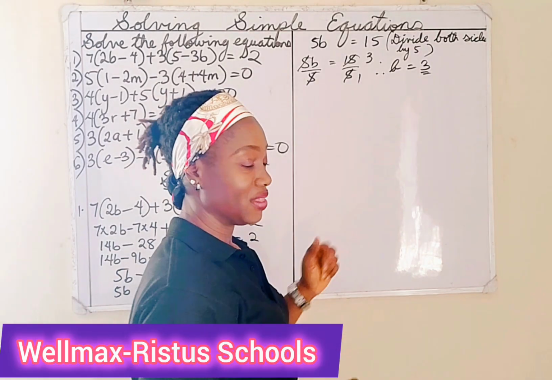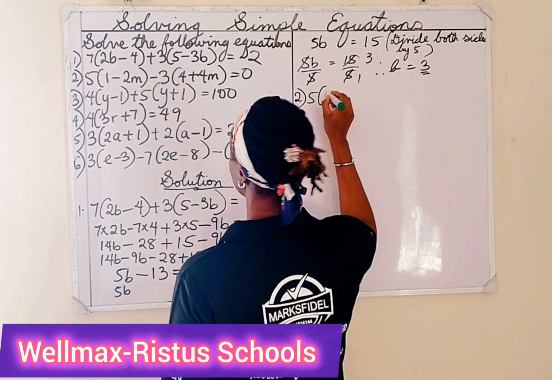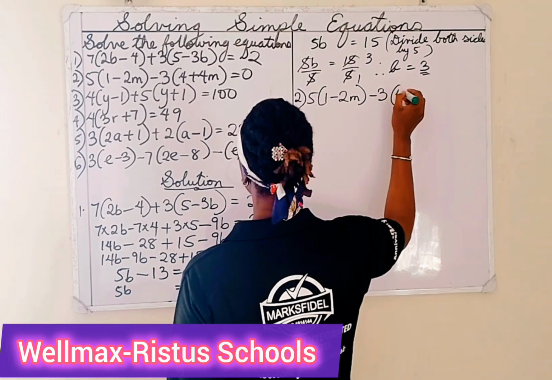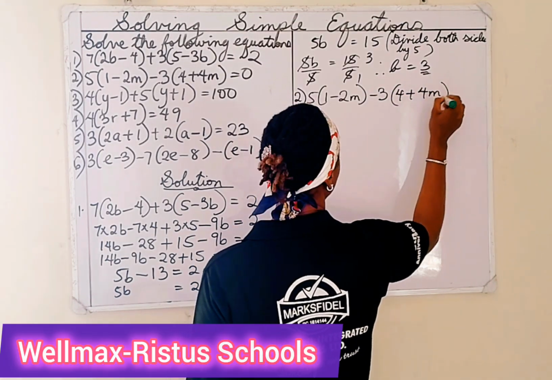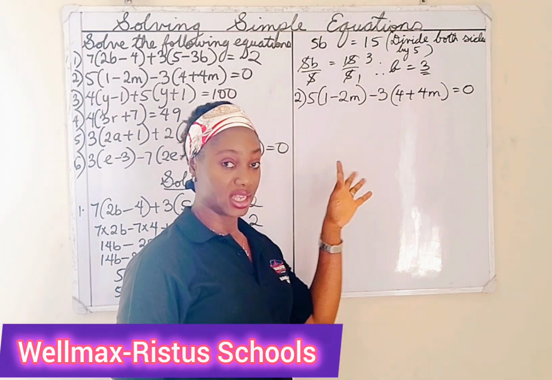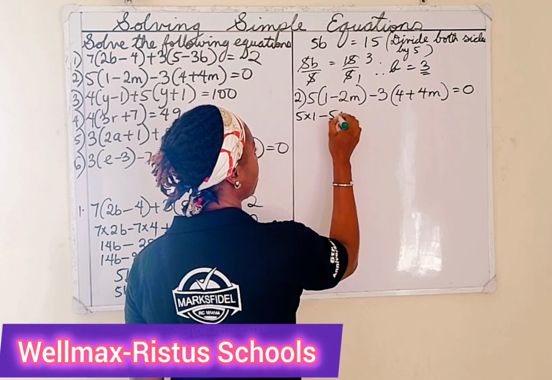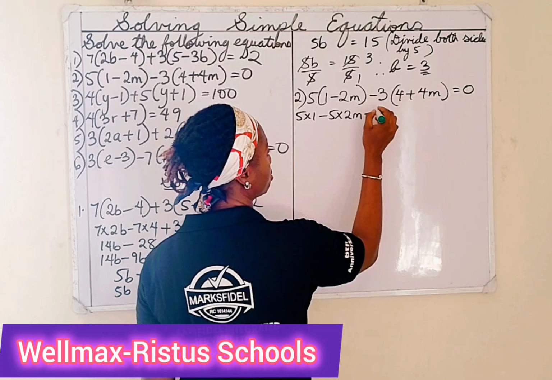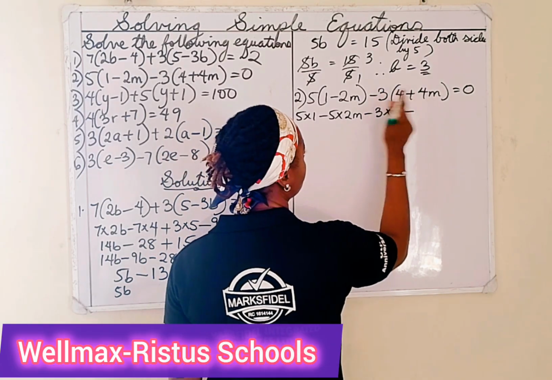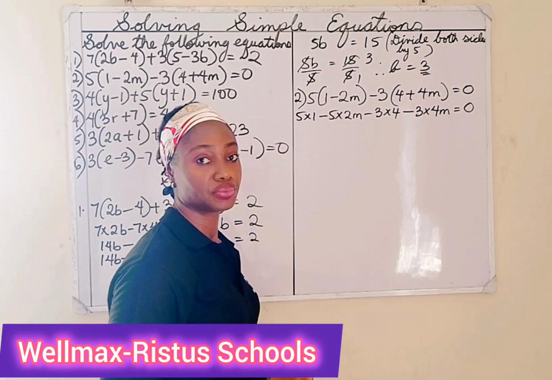And there you have it. Now let's have another example. Question 2. 5(1 - 2m) - 3(4 + 4m) = 0. So we're going to open the bracket from here. Then we have 5 times 1 minus 5 times 2m, minus 3 times 4, minus times plus is minus, 3 times 4m equals 0.